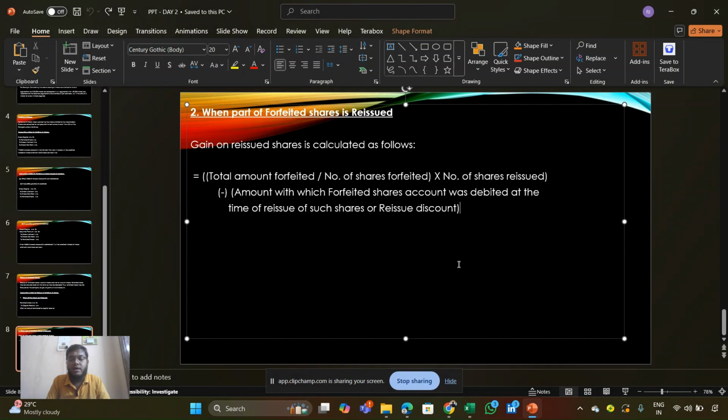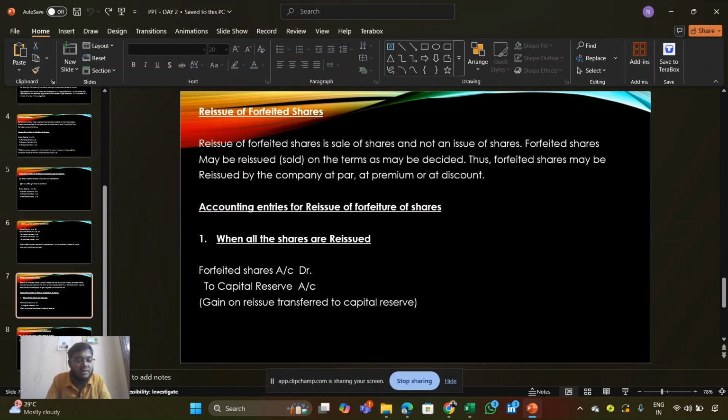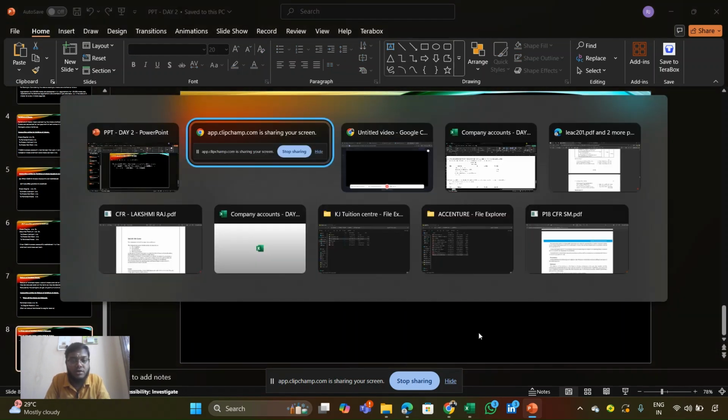While reissuing shares, an amount will be debited in the share forfeiture account. The amount debited in the share forfeiture account is a loss amount, so we should subtract the loss amount, and then we finally arrive at the answer as a gain on reissued shares. On selling of shares, we arrive at the gain. The gain will be transferred to capital reserve. We'll see a sum on reissue of shares and understand the concept clearly.